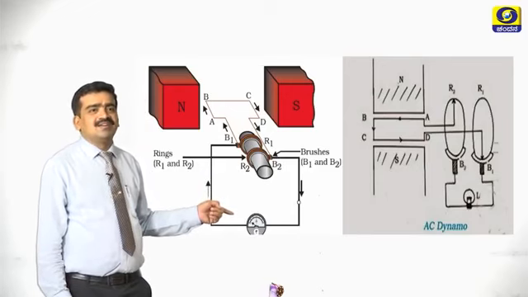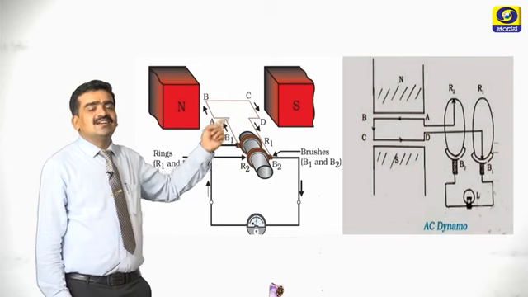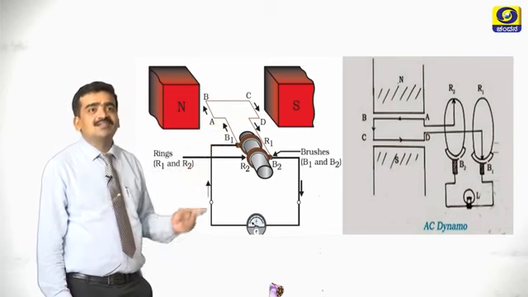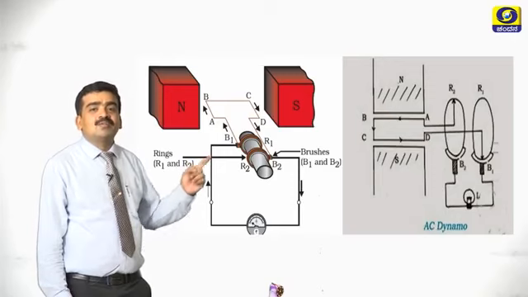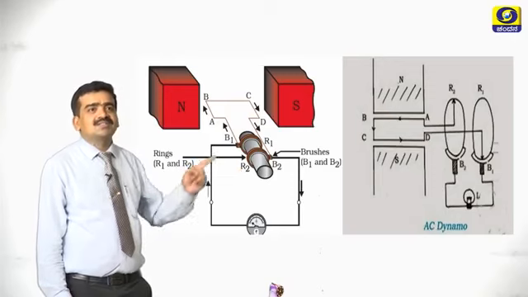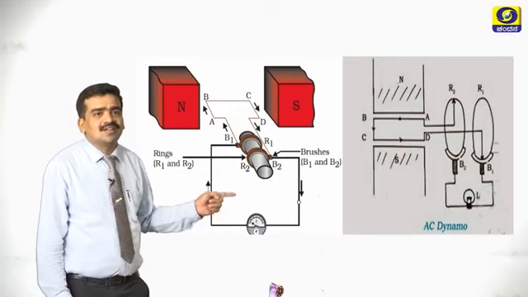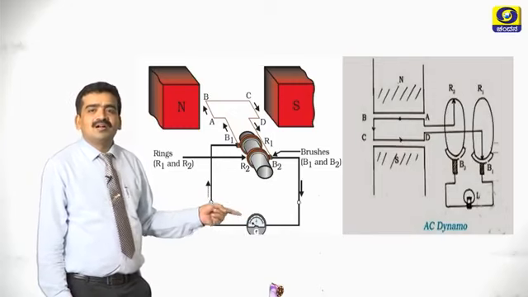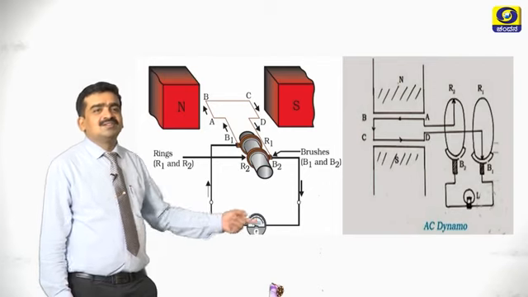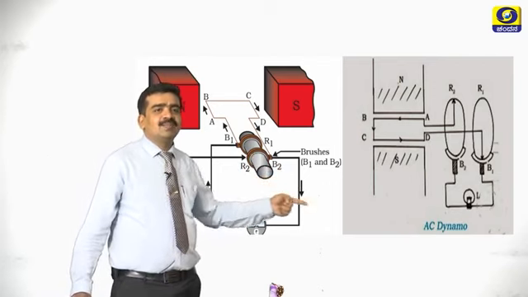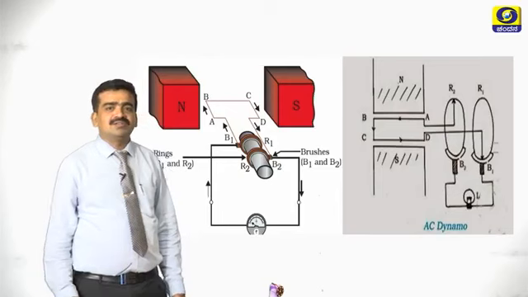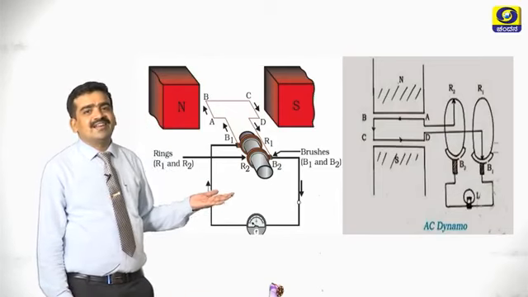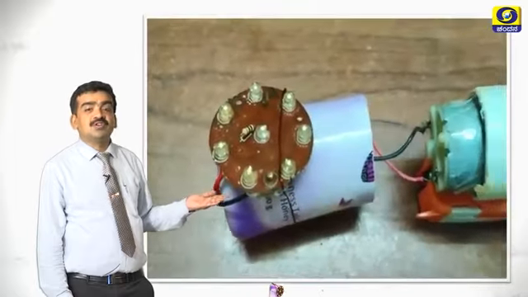Here N and S indicate the north and south poles of the magnetic field, ABCD is the rectangular coil which is connected to the copper rings, the copper rings are connected to the carbon brushes, and the carbon brushes are connected to the external circuit. It can be connected either to a bulb or to a galvanometer. Here it is a 3D diagram and this is a 2D diagram. You can write any one in the exam if it is asked.